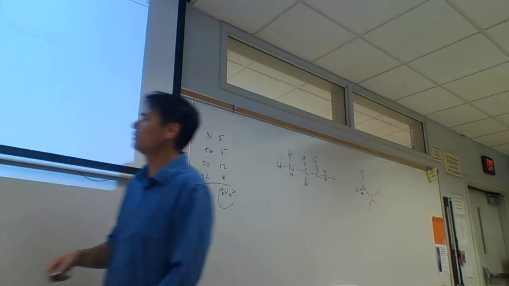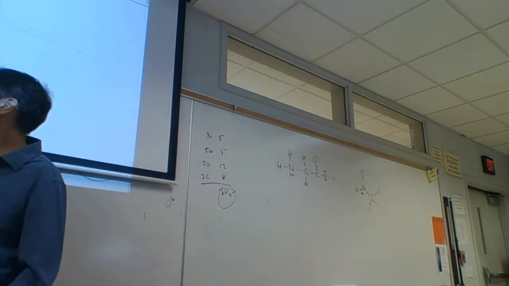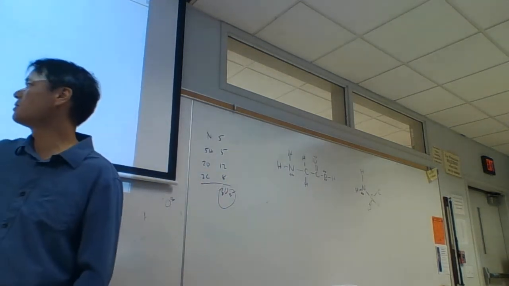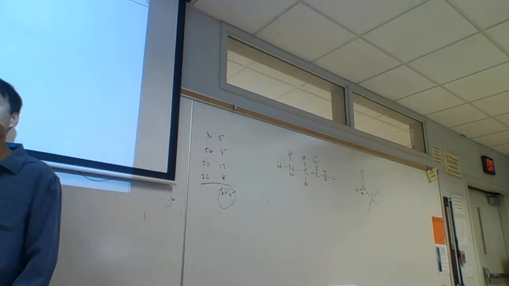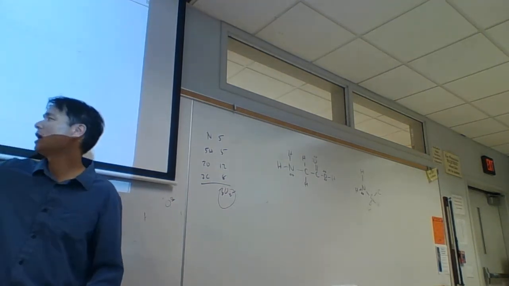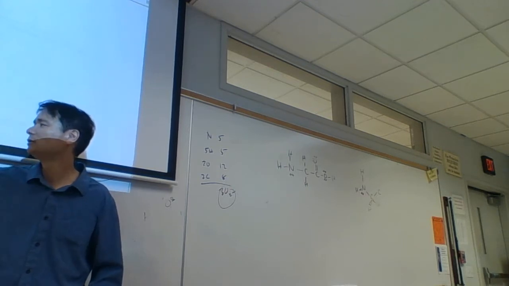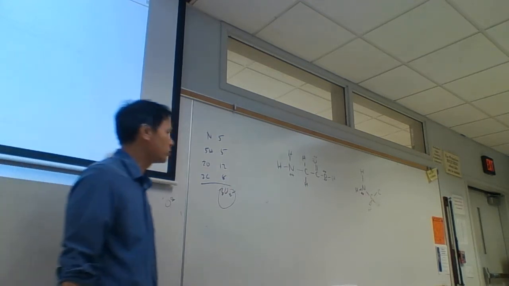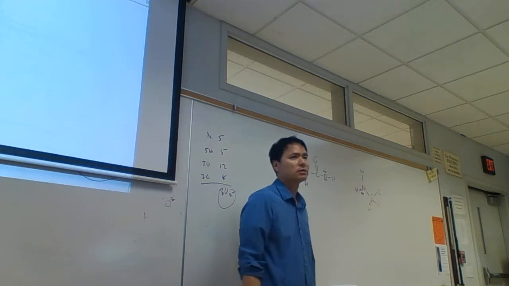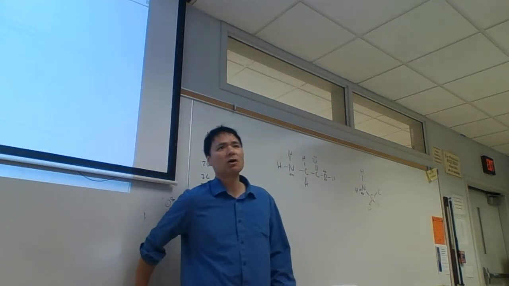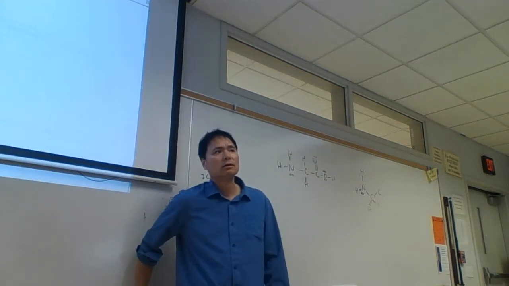So this is for the first carbon. There's four sets, four bonded atoms, no lone pairs. The set geometry is tetrahedral. What is the ideal bond angle for tetrahedral? 109. Okay, what is the molecular geometry of the atoms around that carbon? Tetrahedral.